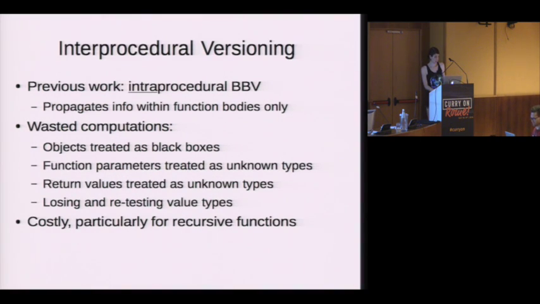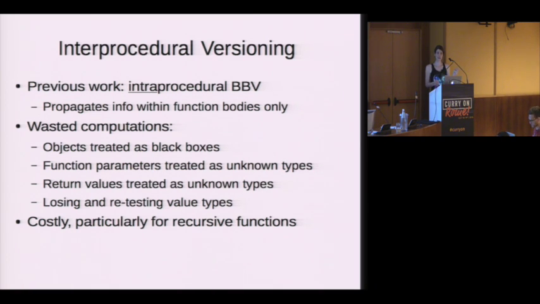And on top of this, we've also implemented some interprocedural versioning relating to function calls. So previously, we propagated type information within function bodies only. But this wastes computation, especially for recursive functions, because you can imagine, say I have a trivial function like computing the Fibonacci numbers recursively. So the function Fibonacci calls itself. And so I get an integer number n, and then I do n minus 1, and that's also an integer, and then I call the function recursively.